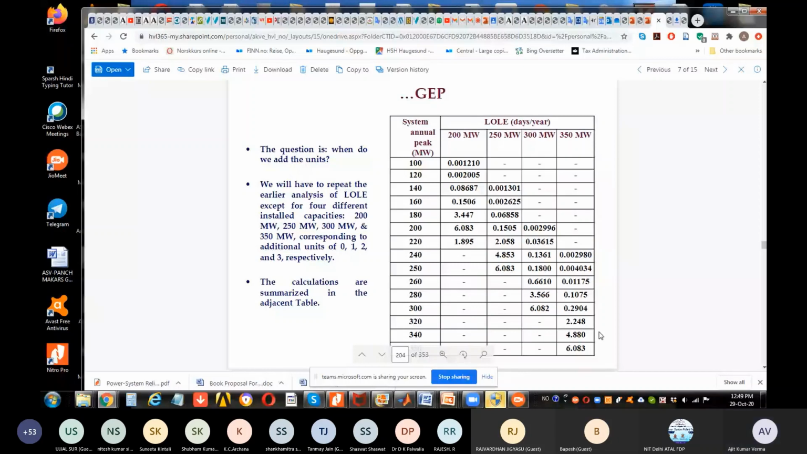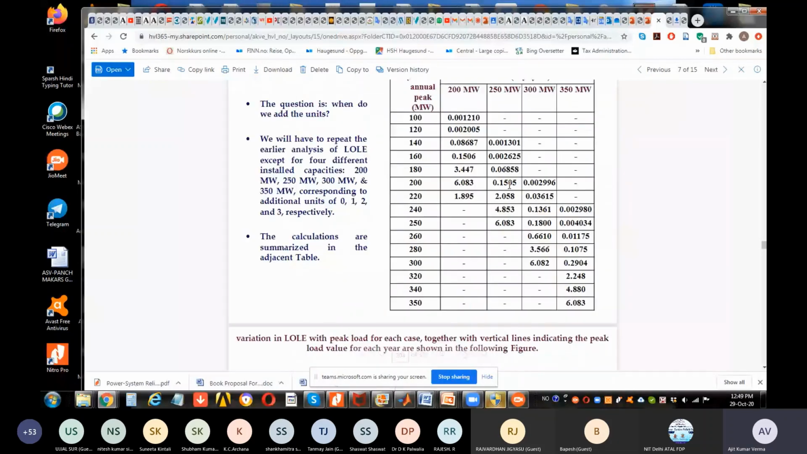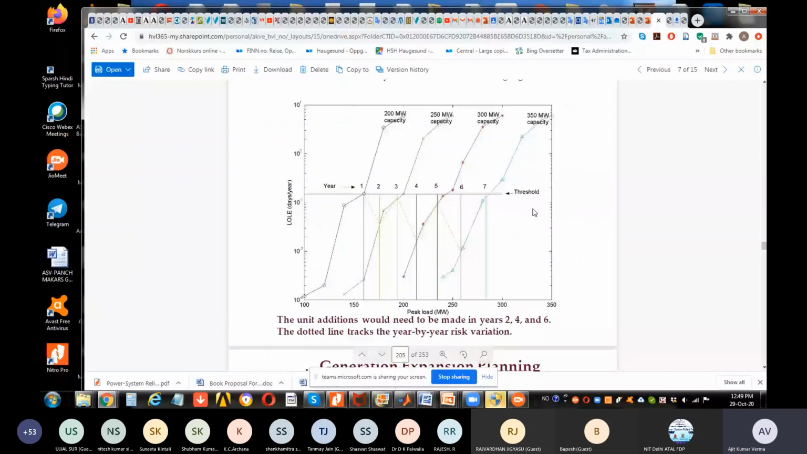So when you add, for example, over here, when you get a peak load of 140, you add, because the threshold is increasing. So when you get 200, you add, for example. When you get 240, you add, for example, over here. So you keep on adding units at different times, because we know how the load profile is growing, and therefore we know that it's increasing 10% every year, so we know also when to add these units.